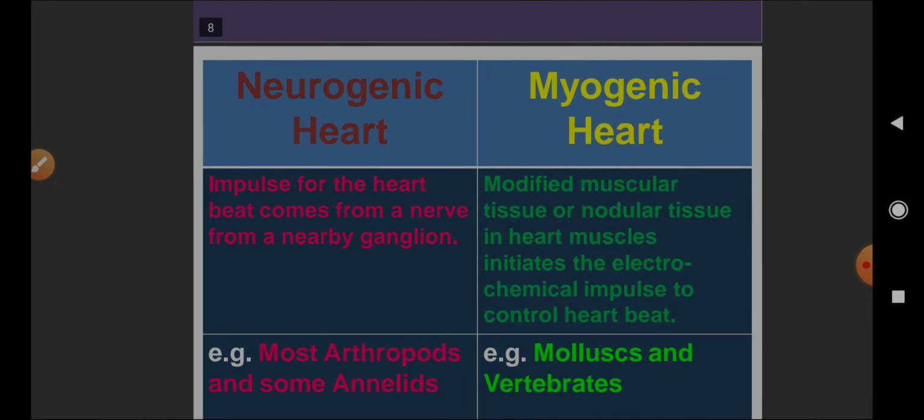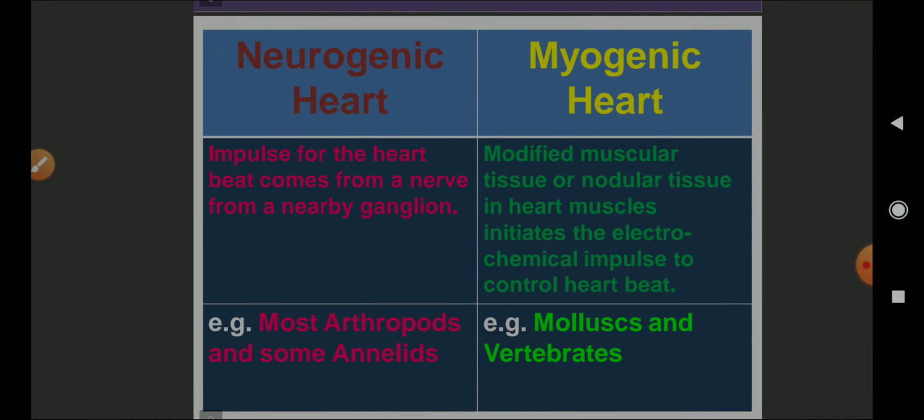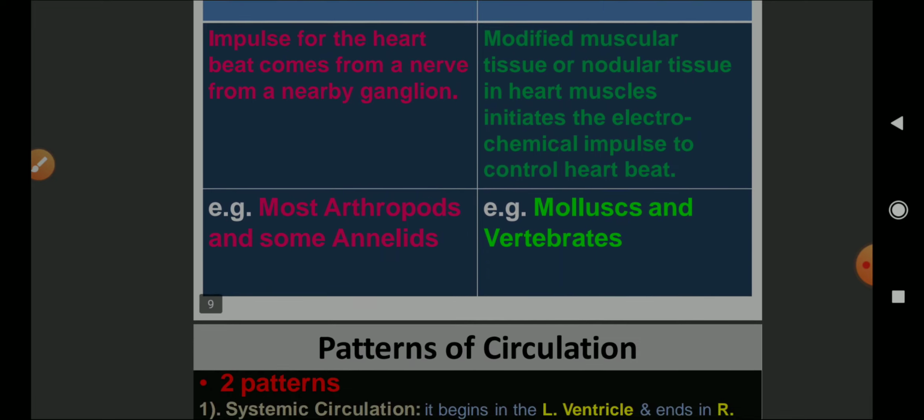Now let us see a few things related to the important part of the topic of the internal structure of the heart, that is neurogenic heart and myogenic heart. In a neurogenic heart, the impulse for the heartbeat comes from a nerve or nearby ganglion from where the heartbeat starts. While in a myogenic heart, the modified muscular or nodal tissues in the heart muscles initiate the electrochemical impulses to control the heartbeat. In neurogenic it is through the ganglions, in myogenic it is through the muscles. Examples for neurogenic are arthropods and annelids, while myogenic examples are mollusks and humans.